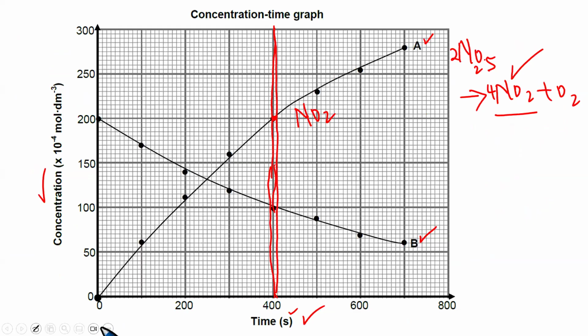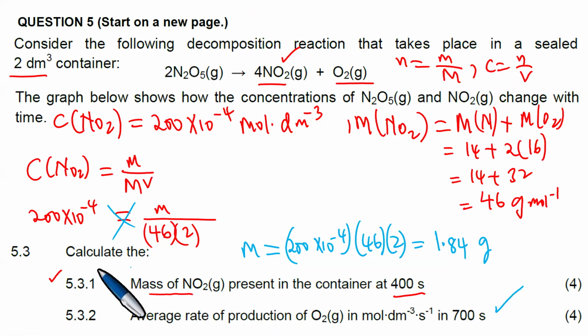Let's do that together. 700 seconds. Okay, let's just check here. This is 200, so this is halfway, like 100. So this is going to be 200, then you add 100 more, you get 300. You add 100 more, you get 400. 100 more, 500. 100 more, 600. 100 more, 700.